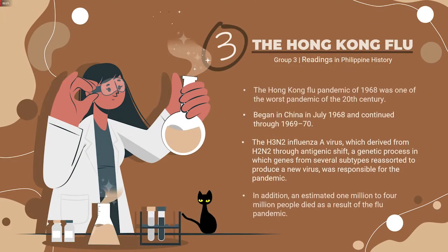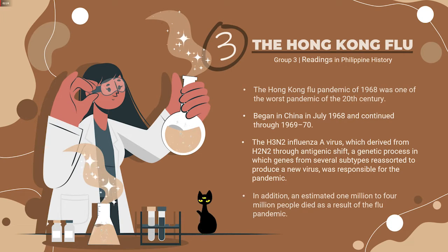The third pandemic, the Hong Kong flu pandemic of 1968, was one of the worst. The worldwide influenza pandemic began in China in July 1968 and continued through 1969 to 1970. H3N2 influenza, a virus derived from H2N2 through antigenic shift, a genetic process in which genes from several subsets reassorted to produce a new virus, was responsible for the pandemic. In addition, an estimated 1 million to 4 million people died as a result of the flu pandemic.